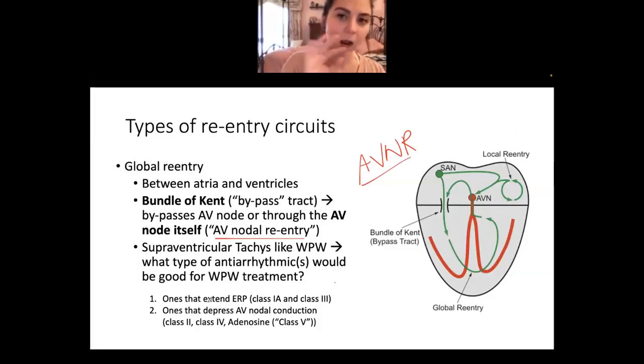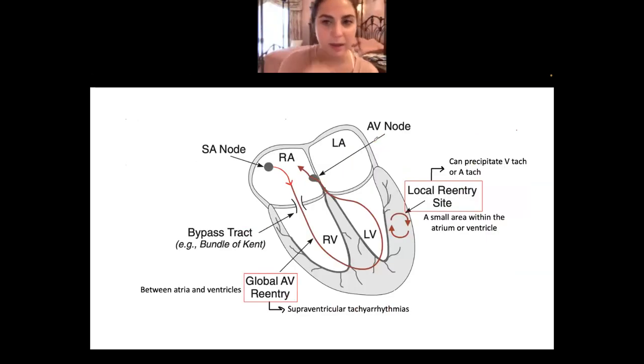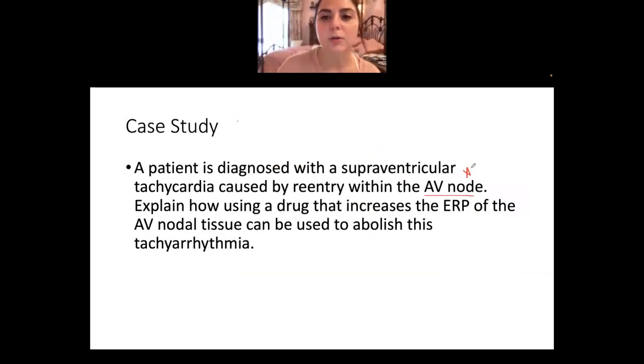arrhythmia. You can extend the ERP, which you'll see with a lot of the arrhythmias. You can just extend the refractory period, or you can depress AV nodal conduction itself because it's through the AV node. So you're technically slowing down conduction even more. You're kind of breaking that reentry circuit. So specifically this question, it's a reentry circuit within the AV node, okay?